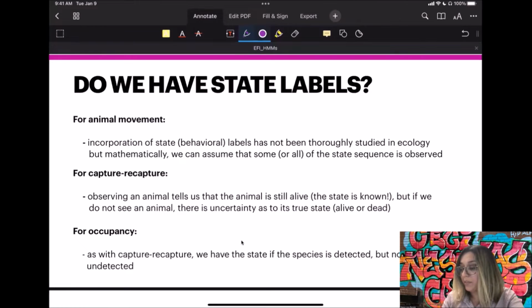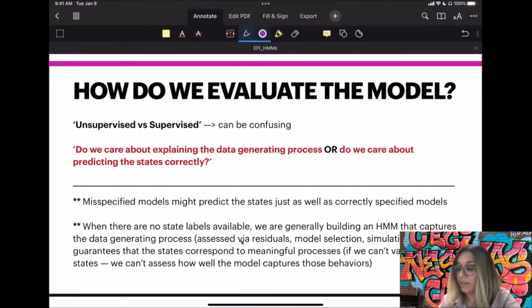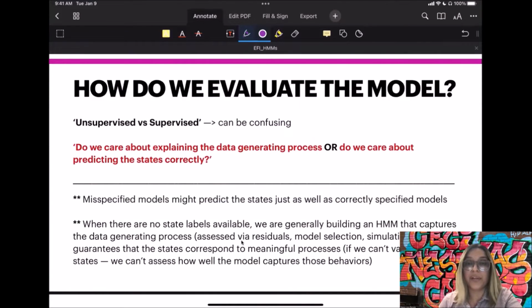For capture recapture, observing an animal tells us that the animal is still alive, such that the state is known. But when we do not see an animal, there is uncertainty as to its true state, whether it's alive or dead. And for occupancy, as with capture recapture, we know the state if the species is detected, but not if it is undetected. And how do we evaluate those models?